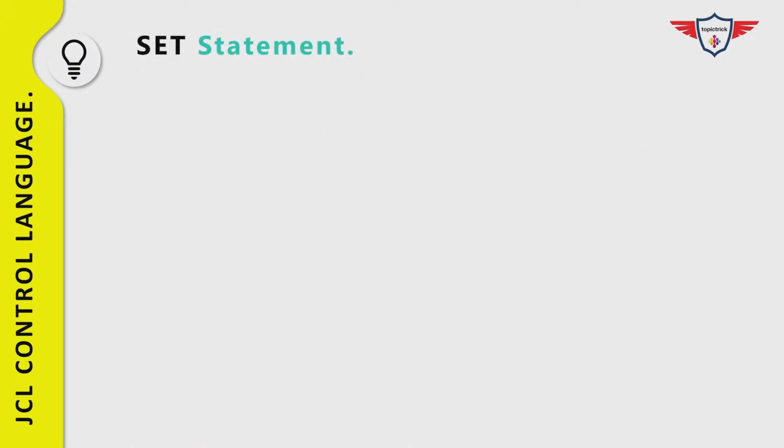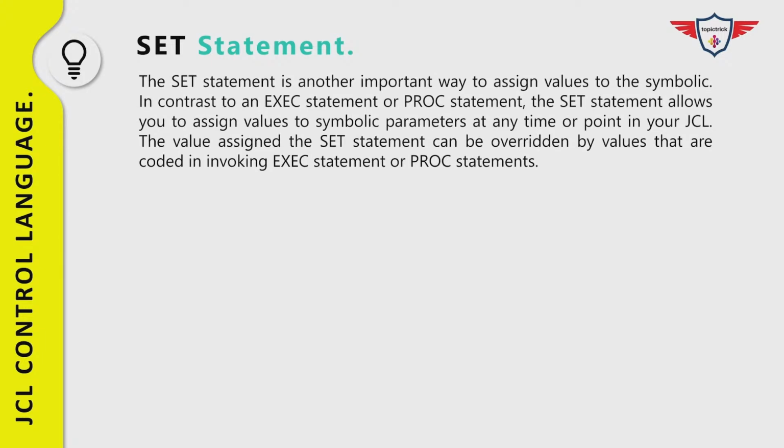Now let's talk about the SET statement, which is generally used to assign values to these symbolic parameters. Thereafter, we will talk about how you can concatenate these symbolic parameters to create different job control statements in your procedures. The SET statement is another important way to assign values to the symbolic parameter.